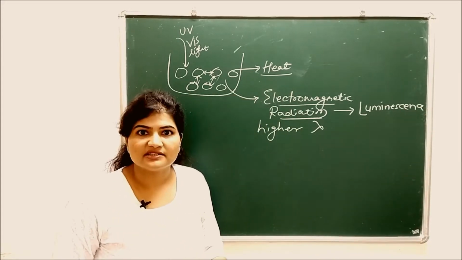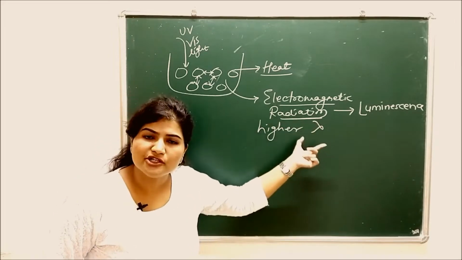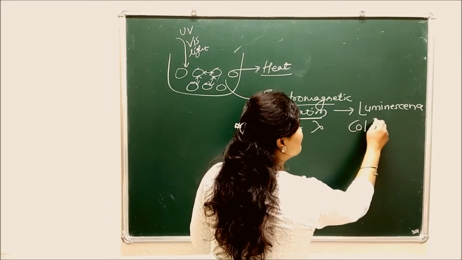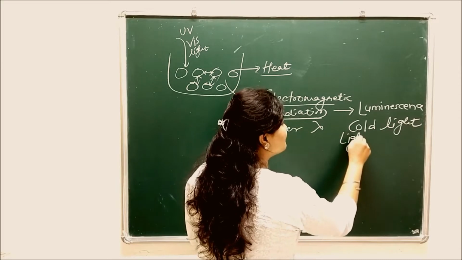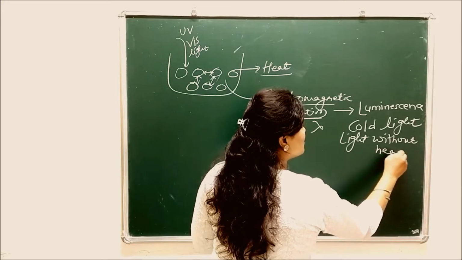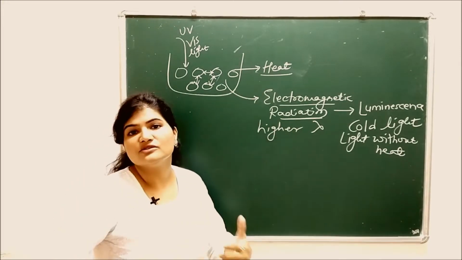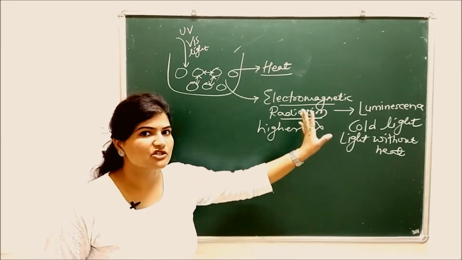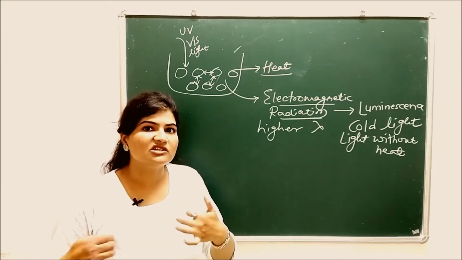Now in luminescence, as you can see, light is produced, but it is produced at low temperature. So luminescence is referred to as cold light or light without heat. Why? Because luminescence is produced at a lower temperature. It is not producing any kind of heat with it. So it is referred to as cold light. So this is the process of luminescence. Now let's understand what is fluorescence and what is phosphorescence.